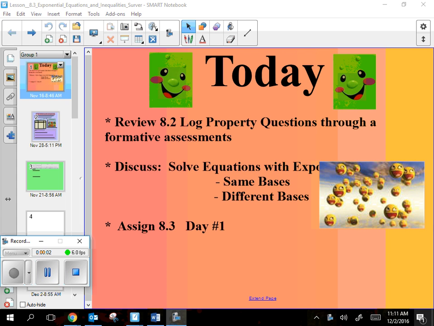Okay, so here we go. Today, the first thing I want you to do is find this file. It was posted for today's date, which is December 12th. Sorry, December 2nd. And it is lesson 8.3. It's about exponential equations and basically using what we've learned about logs to be able to solve exponential equations.